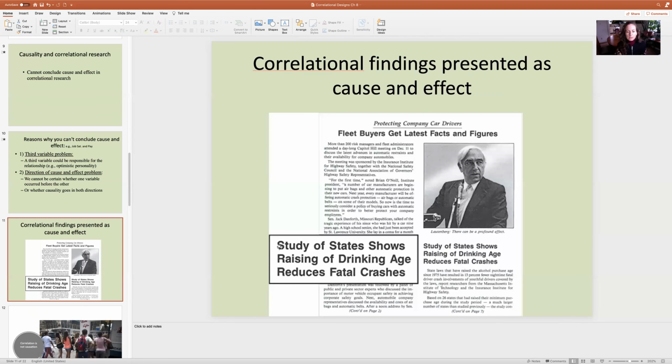So we see this headline, study of states showing that raising a drinking age reduces fatal crashes. Well, what they did is as the drinking age went up in different states, they measured that and they measured the number of fatal crashes. But what they didn't do is do it in an experimental way. It was done in a correlational way, but yet they're acting as though the drinking age is going to determine the crashes. And the crashes, of course, may be determined by many other things, road conditions and things like that.